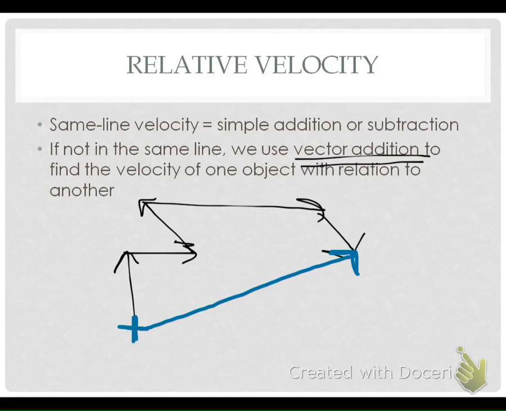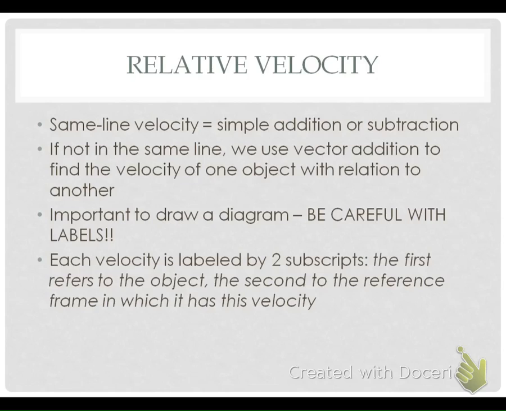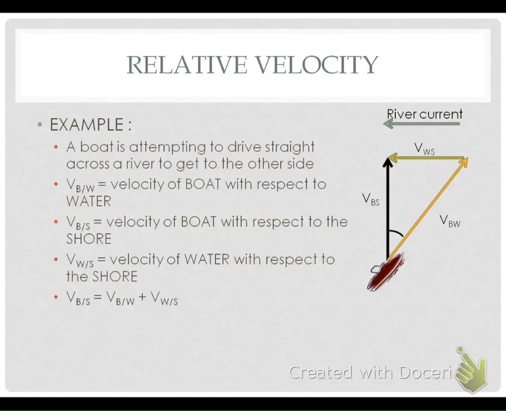So the trickiest part of this chapter is learning how to draw this resultant vector and finding out what it's going to look like. Okay, relative velocities are labeled with two subscripts. The first refers to the object. The second references the frame in which it has the velocity. So it's kind of who sees the object moving at that speed. And this will be a little bit clearer.